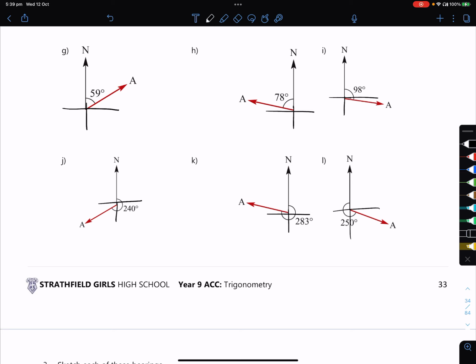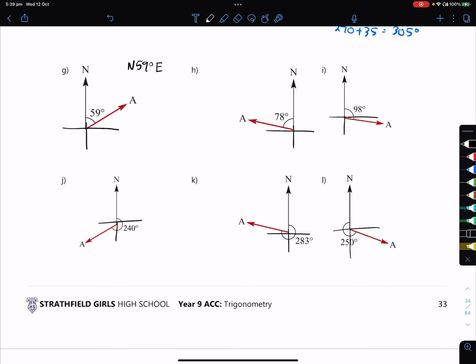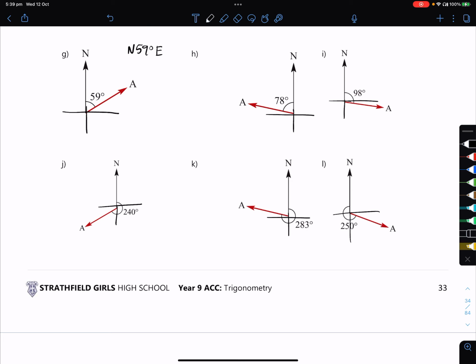If we start off again with our compass bearings, we have to find out, is this close to north or south, which in this case is north. So we go north 59 degrees, but it's heading towards the east. Whereas for this one, this line is closer to north, but you have to rotate it 78 degrees towards the westerly direction. So that means it is north 78 degrees west.